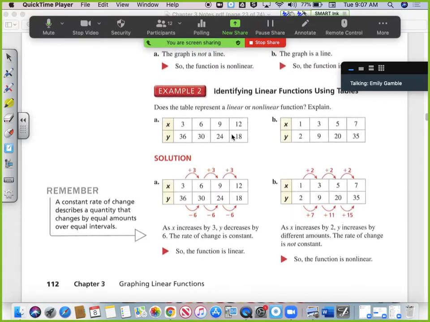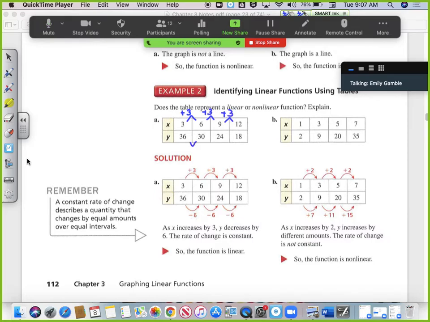Looking at tables, you can actually determine if these are linear or not by looking at their increase or decrease. So just last 2 things for today, and then we'll be done. Looking at a table will help me determine what's going on here. If we're looking at the x, from 3 to 6, we would add 3. To get from 6 to 9, you would add 3. To get from 9 to 12, you would add 3. So these are adding 3 each time.